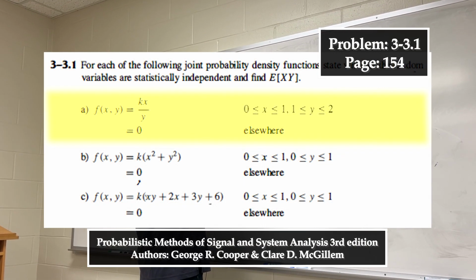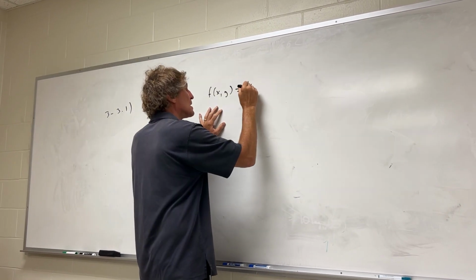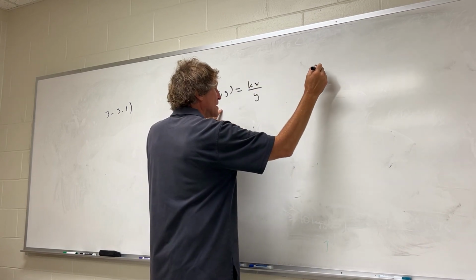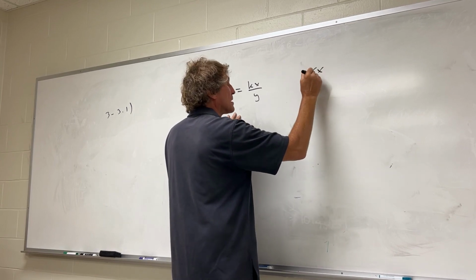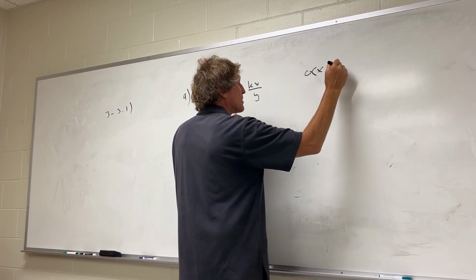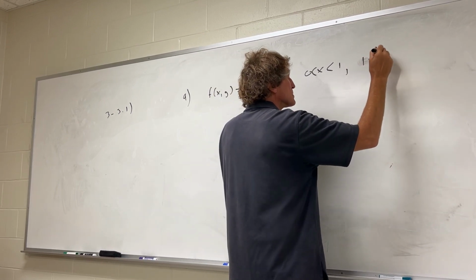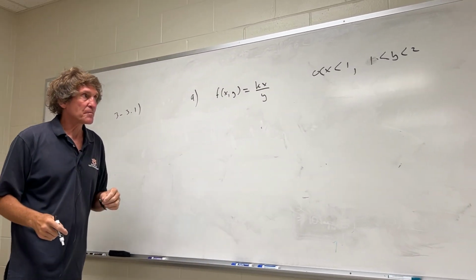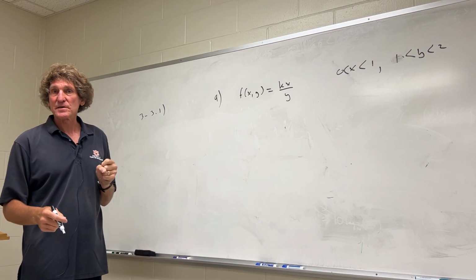Okay, so for part A, f of x comma y, it's a joint density function, equals kx over y, for x greater than 0, less than or equal to 1, and y greater than or equal to 1, less than or equal to 2. All right, so they give us the actual parameters of where it exists.